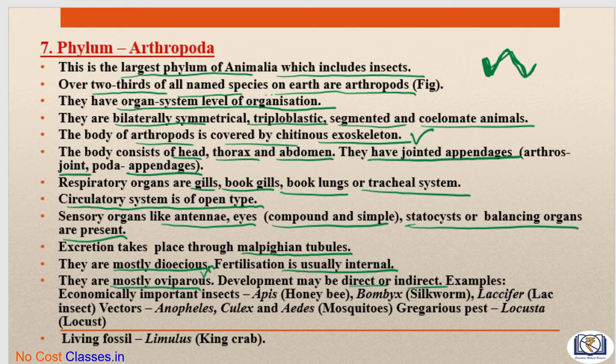Examples and economic importance. Honeybee, Apis indica, silkworm, Bombyx mori, Laccifer lacca, Anopheles, Culex, Aedes, the mosquito varieties. And this is, you know, grasshopper and living fossil. That's definitely MCQ. Please yaad rakhe, king crab. Really, really very, very important part of this video. Okay. You have to learn the specific points, right?